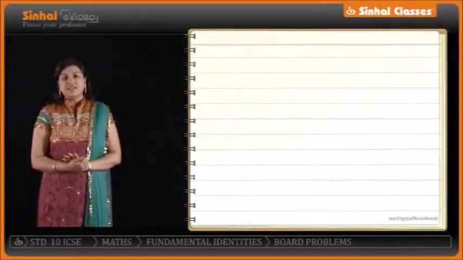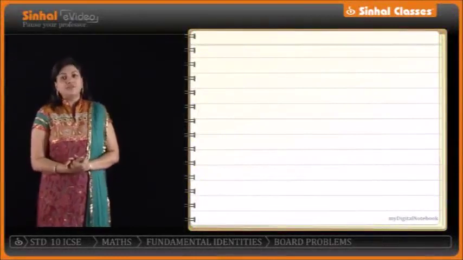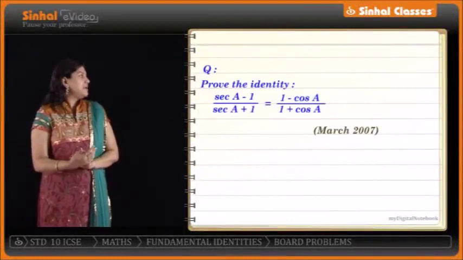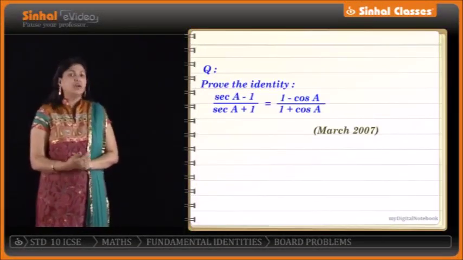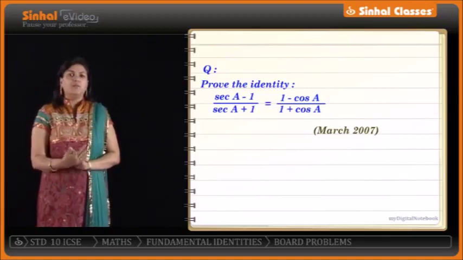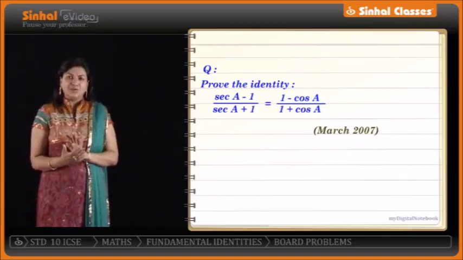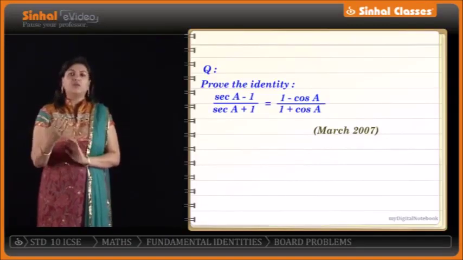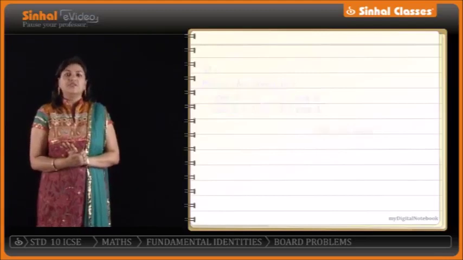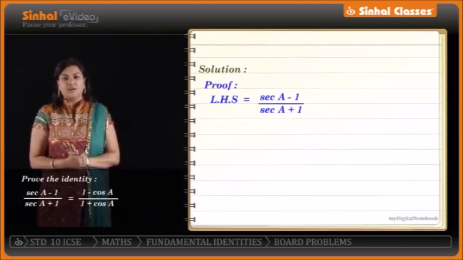Now let's take the March 2007 board question, which is prove the identity sec a minus 1 upon sec a plus 1 equals 1 minus cos a upon 1 plus cos a. Now this sum is quite simple. We are given sec in the left side and we want cos in the right side. So we will substitute sec in the left as 1 upon cos.